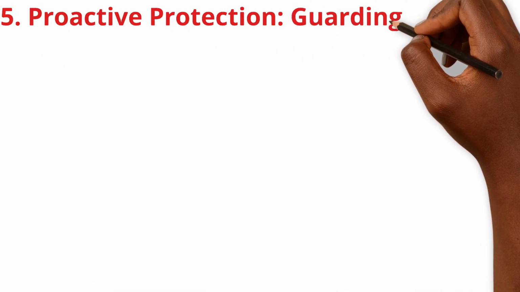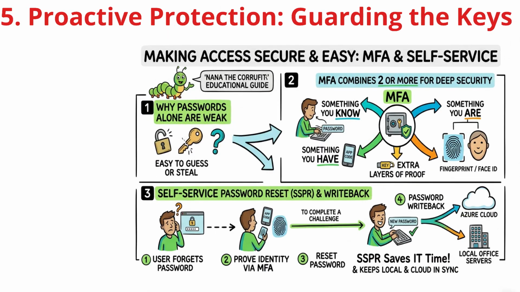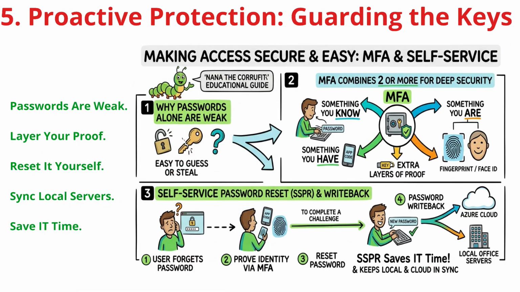In the modern world, passwords alone are simply too weak to protect your data. That's where multi-factor authentication, or MFA, comes in. It adds extra layers of proof by combining something you know, like a password, with something you have, such as a phone app, or something you are, like a fingerprint. To keep things running smoothly without constant calls to IT, Azure offers self-service password reset. If you forget your password, you can use your MFA factors to prove who you are, and reset it yourself instantly. Best of all, with Password Writeback, that new password is automatically synced to your office's local servers, ensuring you stay connected everywhere with just one update.